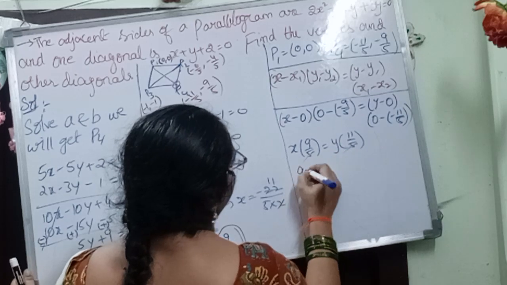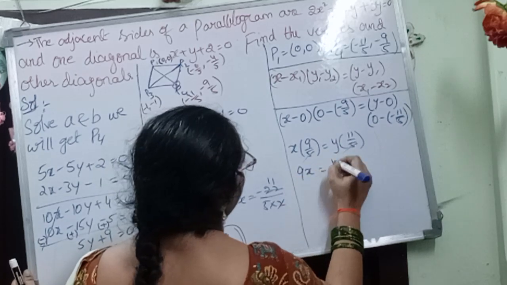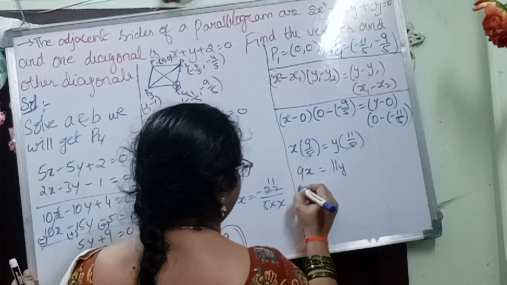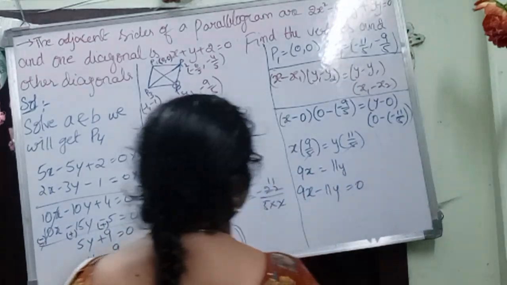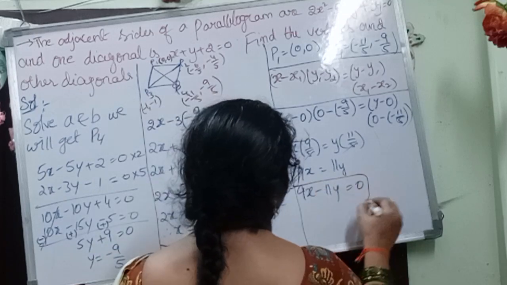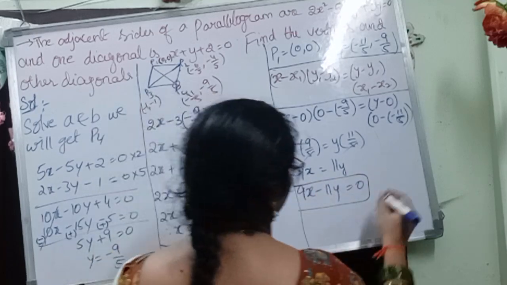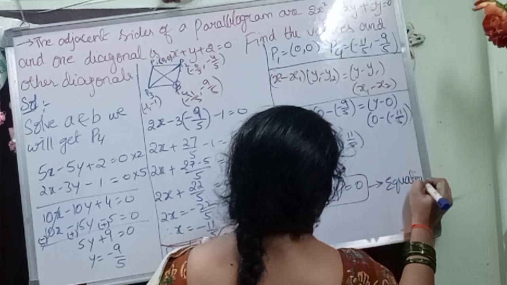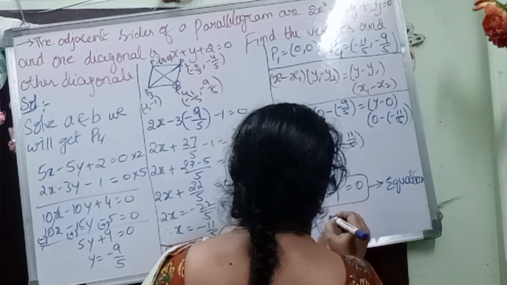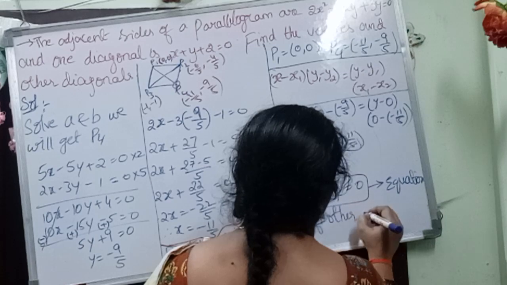The 5s get cancelled. 9x equals 11y. So 9x minus 11y equal to 0. This is the equation of the other diagonal.